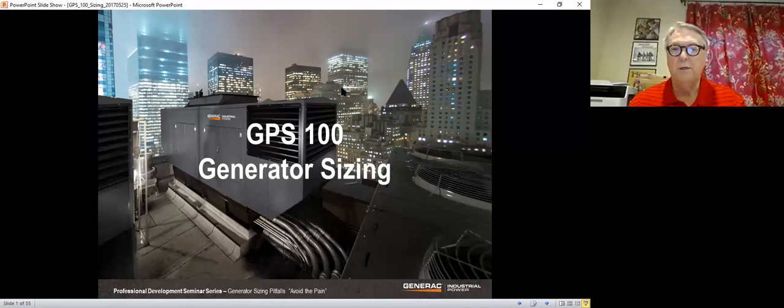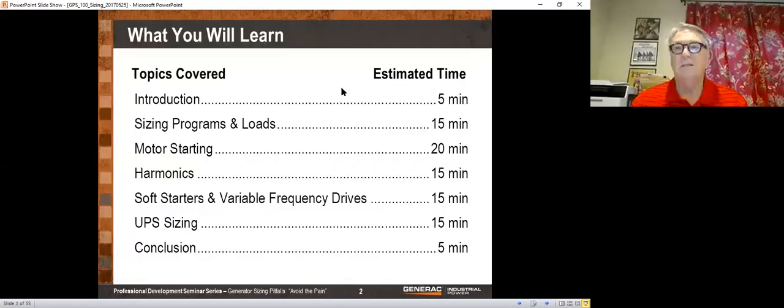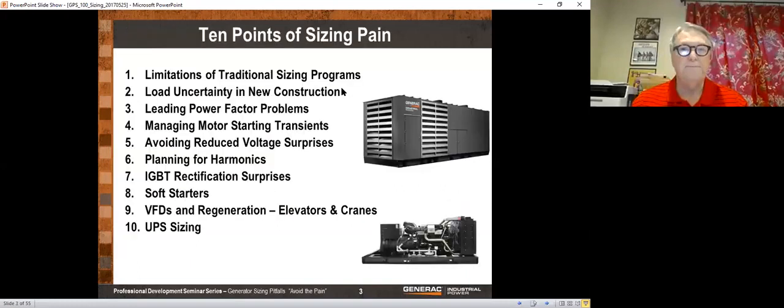In any case, we're going to be covering this material in about 45 minutes. So I'll be moving pretty quickly through it. We're talking about how to size a standby generator. Here's some of the items that we're going to be covering. Here's 10 points of sizing pain. And you can see that sizing a generator involves a lot of items. And so thank goodness for computers.